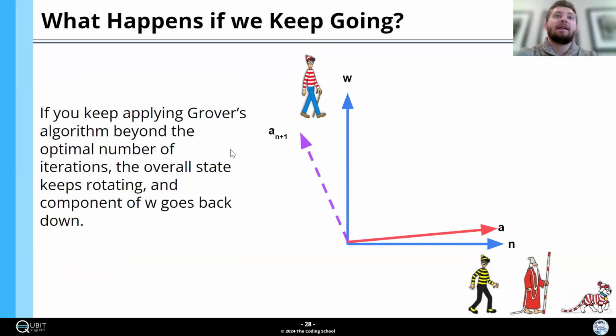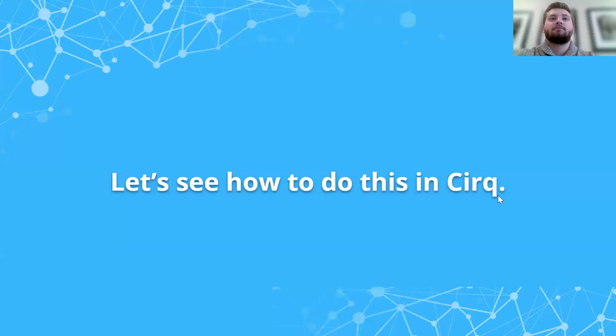What happens if you keep applying Grover's operator beyond the optimal number of times? Well, you actually move past this Waldo vector and start to become less and less likely to measure Waldo. So it becomes less efficient if you apply it more than root N times.